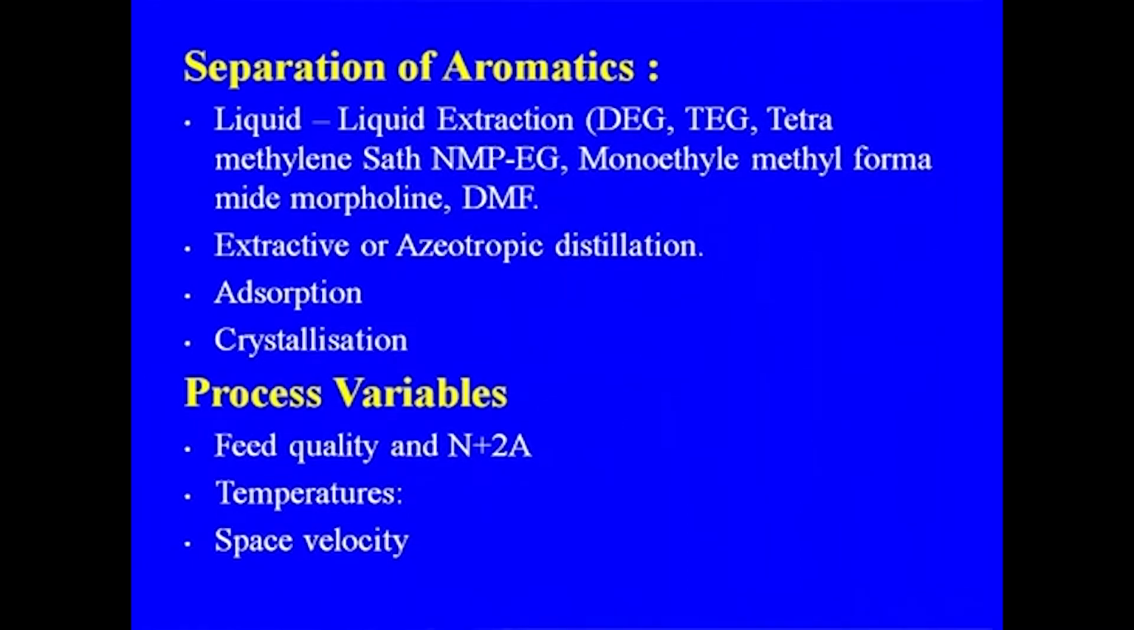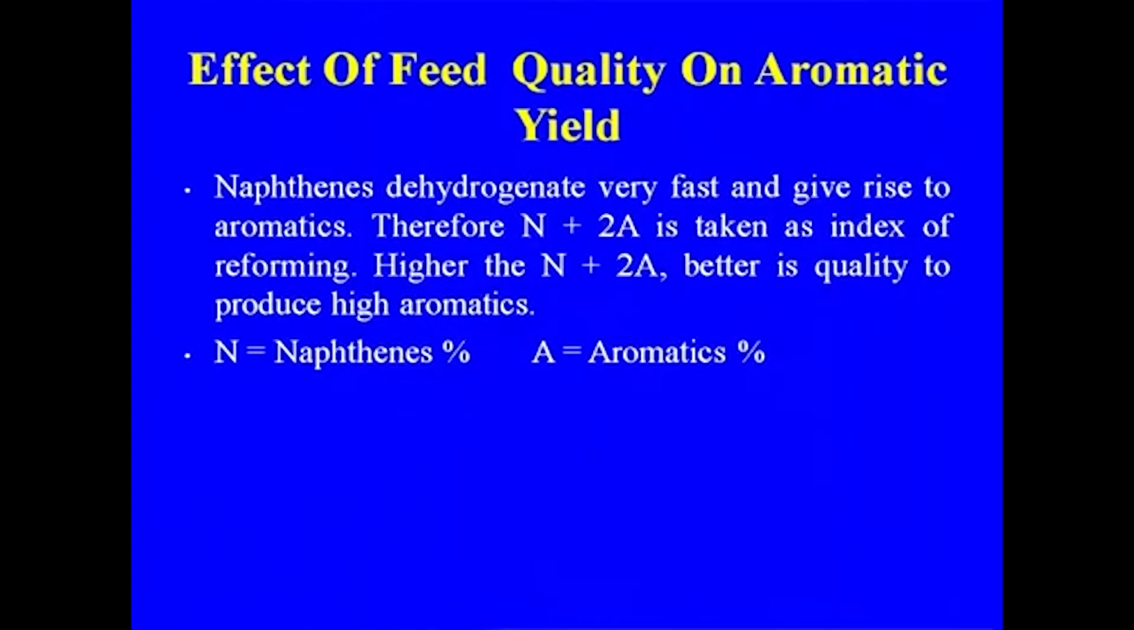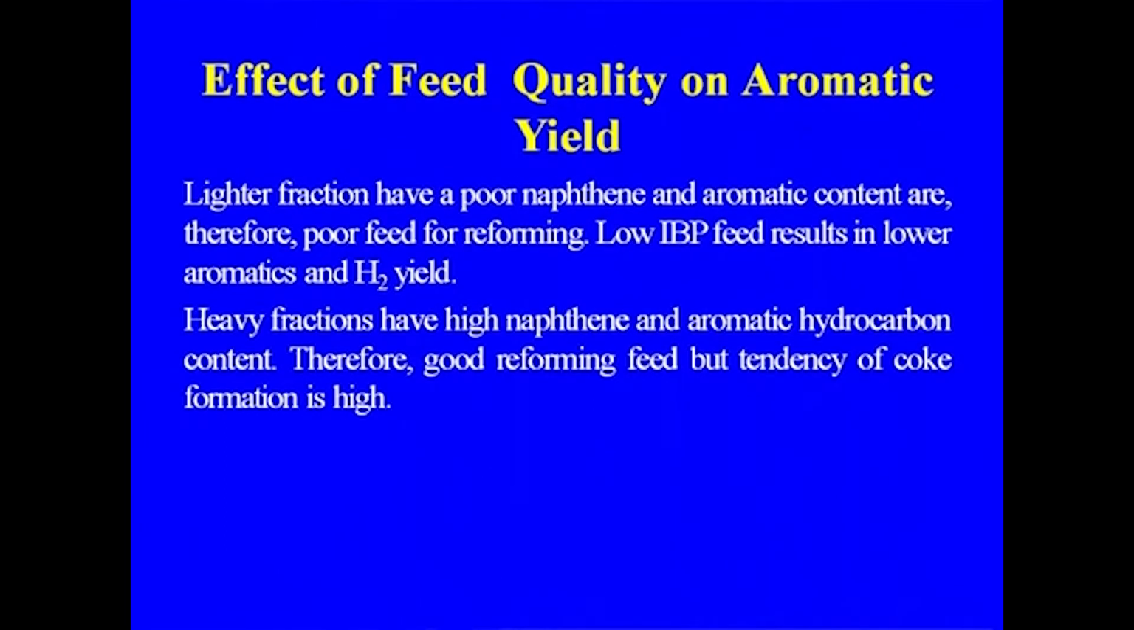Process variables in aromatic processing, the catalytic reforming: feed quality, temperature and space velocity. Regarding feed quality, if you are interested only in paraxylene, then definitely the plus 110 fraction of the naphtha has to be taken. If you are interested in all three products, then the lower boiling point naphtha will be used. We already discussed the importance of n plus 2a. So, this is the effect of feed quality on the aromatic yield.